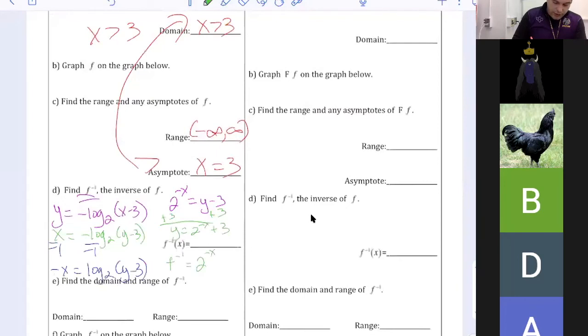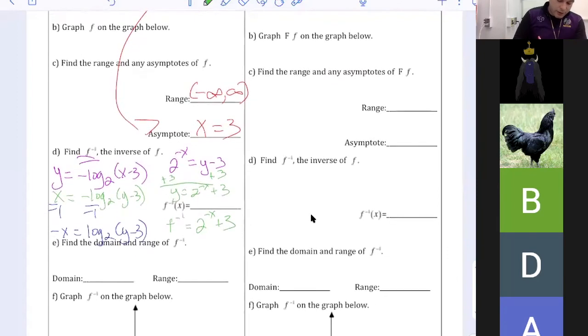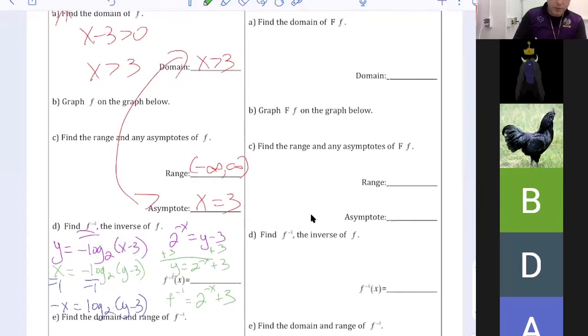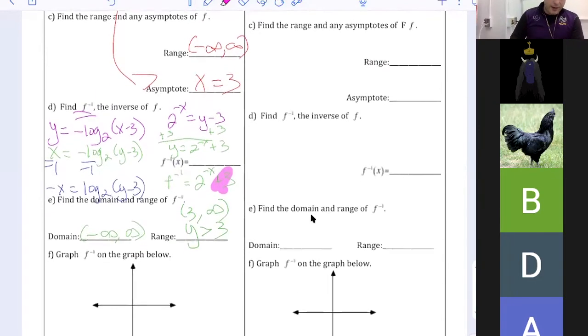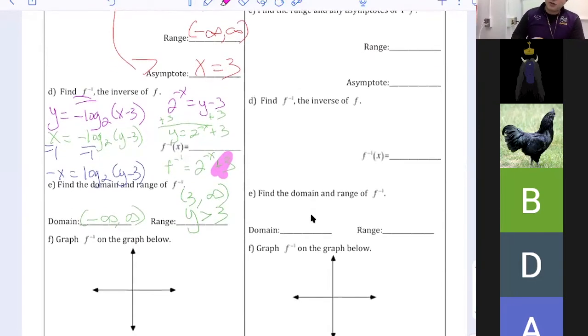2 to the negative x plus 3. And my domain is all reals. And my range, well, it's going to be the domain of this, y is greater than 3, or 3 to infinity. The reason we see that is because it's shifted up 3. We're not going to graph it by hand. I just want to show you guys, it's kind of neat to see the inverses of each other.